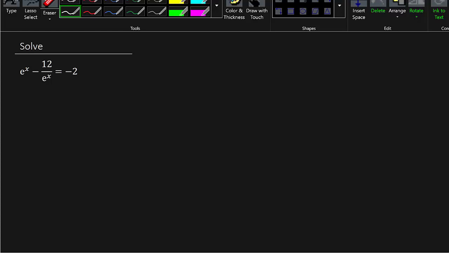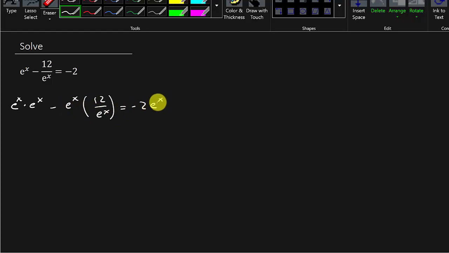Whenever you have a fraction in an equation, get the common denominator, multiply everything through by the common denominator. What's our common denominator? It is e to the x. So I'm going to multiply everything by e to the x. See, that's all I'm doing, multiplying everything by the common denominator.